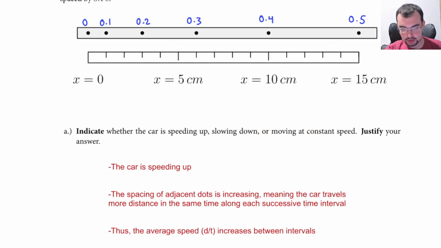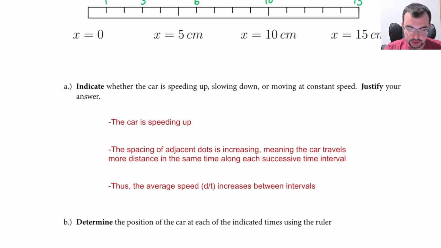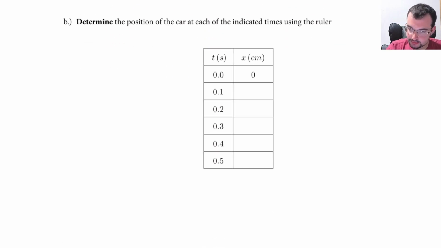All right, now let's read the ruler. Let's check our values here. So this is 1 centimeter, 2, 3 centimeters, 4, 5, 6 centimeters, 7, 8, 9, 10 centimeters, 11, 12, 13, 14, 15. So those are my positions: 1, 3, 6, 10, 15.